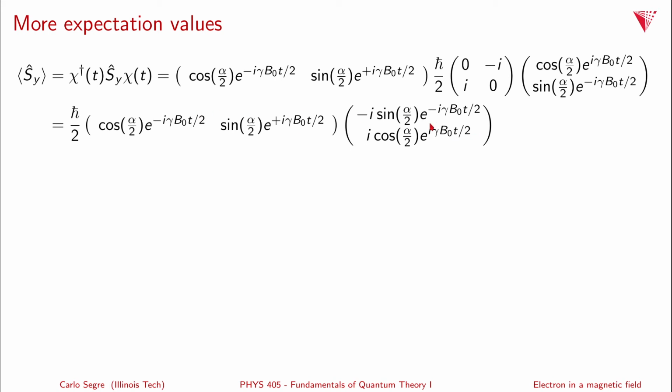Take the product of these two, so it would be a cosine times a sine, and a sine times a cosine, but now we have a minus i here and a plus i in the second term.